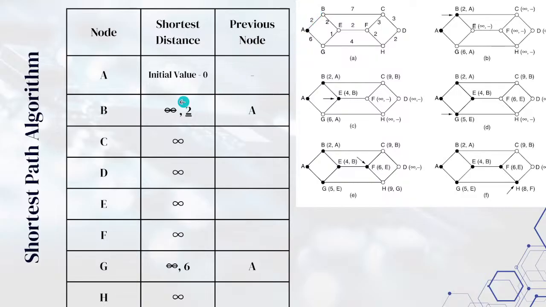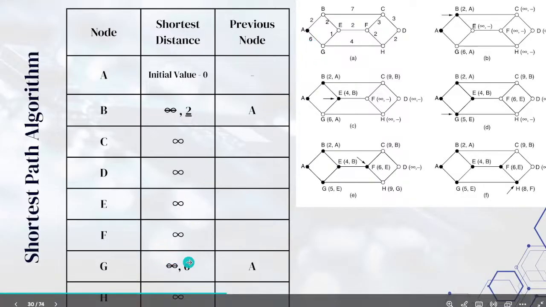So what we did, we removed infinity and changed it to 2. Now the second node connected with A is A to G. Here you can see it is 6. If I want to reach from A to G, the distance is 6. So I cut down the infinity from here and put 6 here.